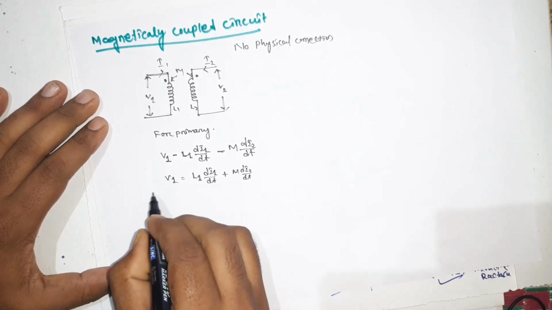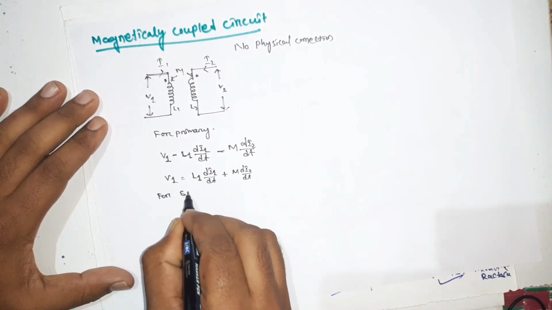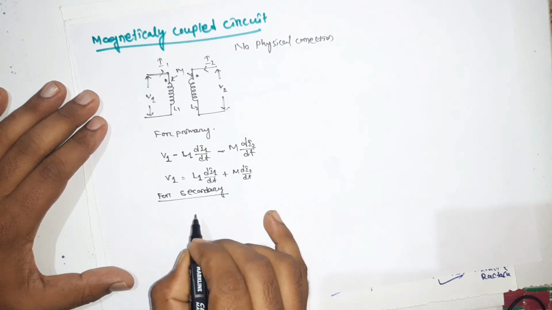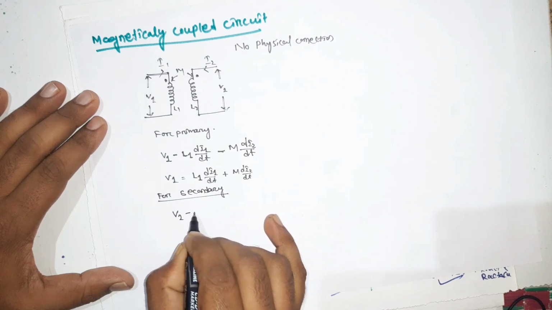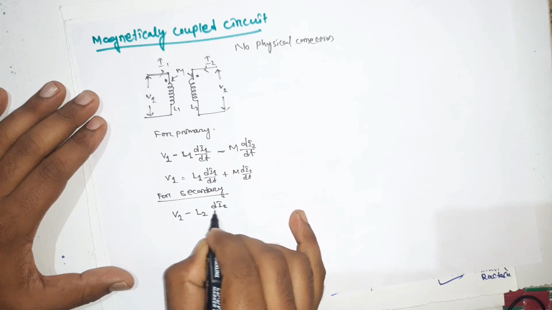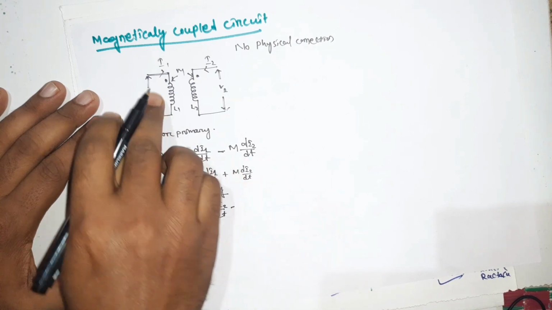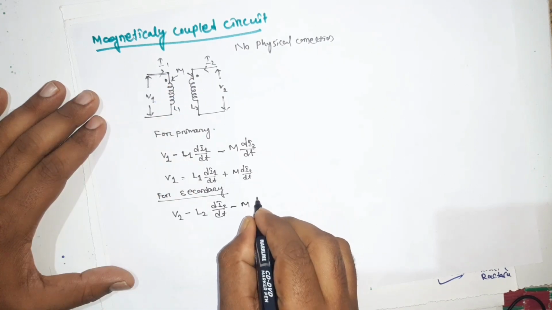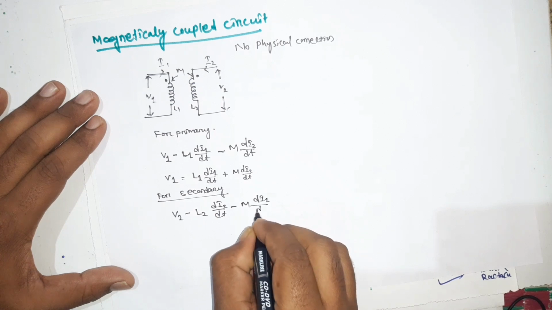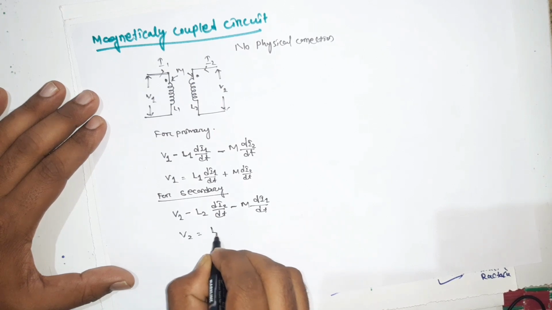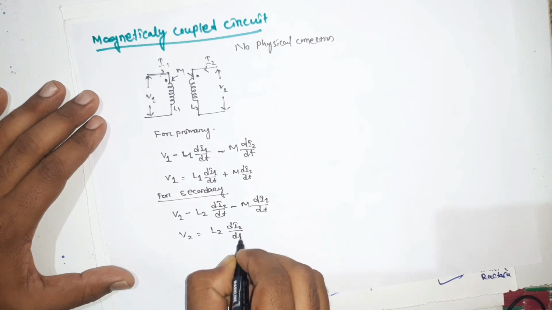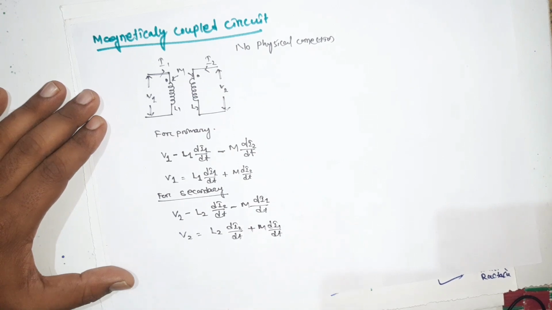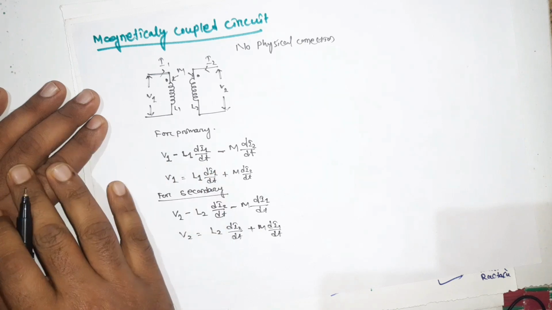When you check the secondary, it is V2 minus L2 di2 by dt. Here the mutual induction is due to the current I1 from the other coil, M di1 by dt. So V2 equal to L2 di2 by dt plus M di1 by dt. This is the magnetically coupled circuit.